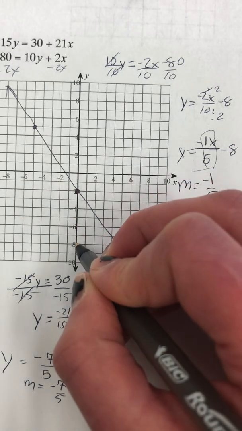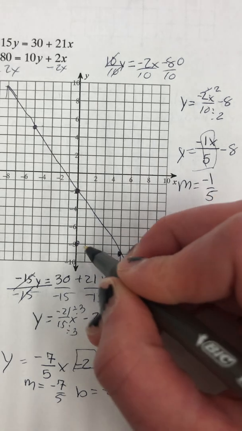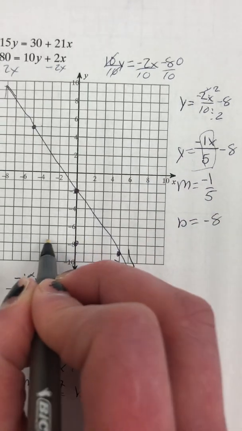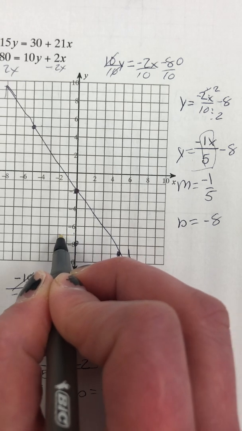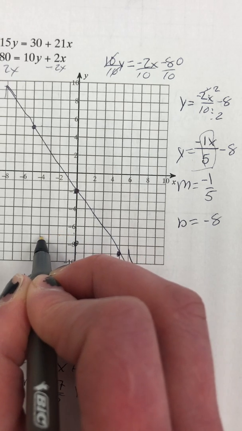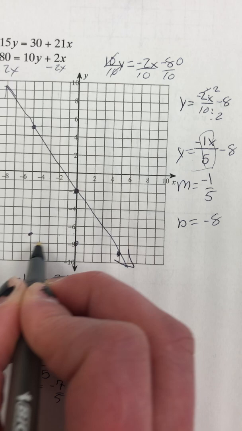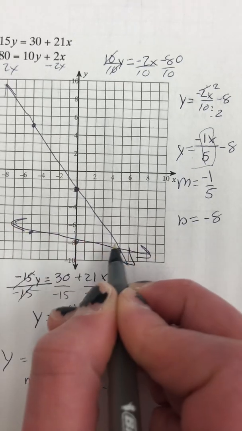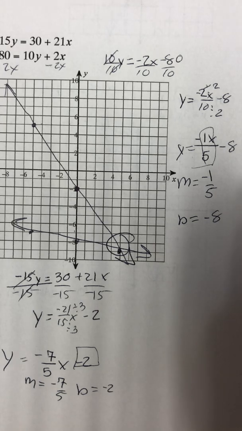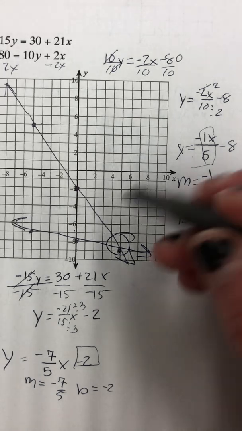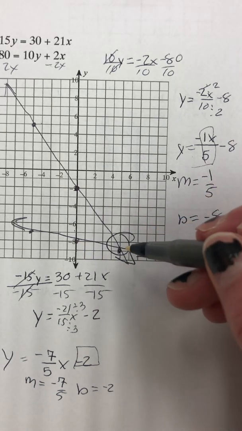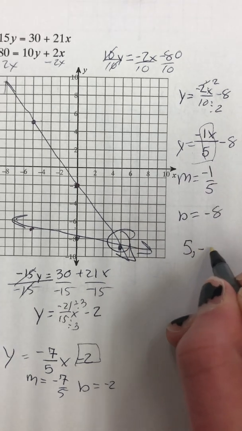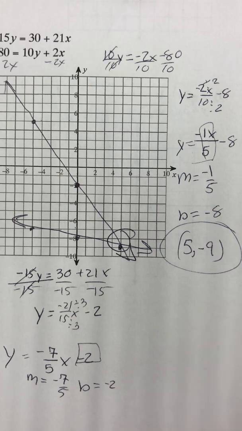We're going to start off at negative 8. Our slope is negative 1/5, so we're going to go down 1 to the right 5, or up 1 to the left 5. And they intersect at exactly this point, which you guys can tell is positive 5, negative 9. That is our solution.